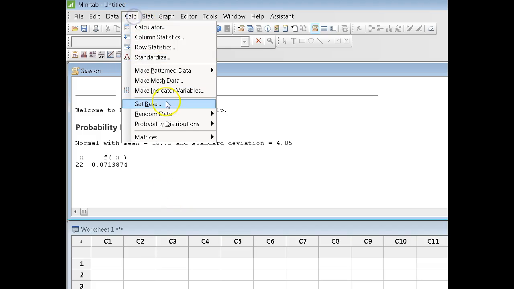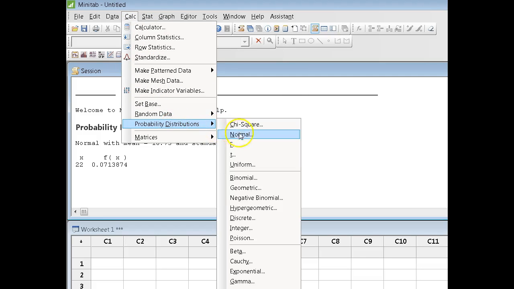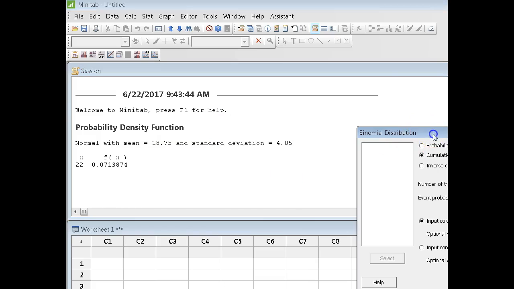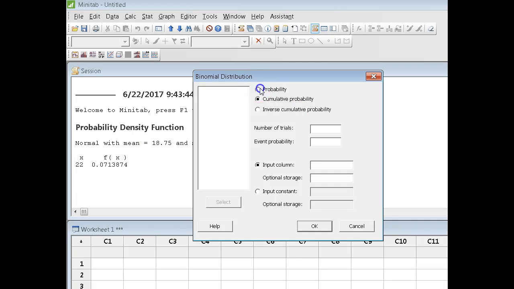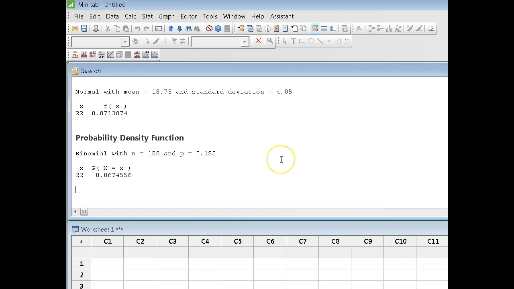And just for completeness here, if I go in and do this using the binomial distribution, click the probability radio button. We had 150 frogs chosen, and we knew that 12.5% of them would have the genetic trait. What's the probability x is equal to 22? And there's my answer using the binomial.